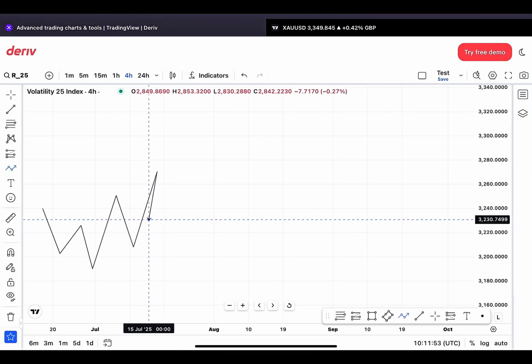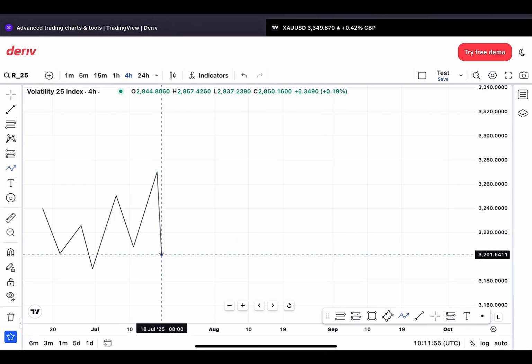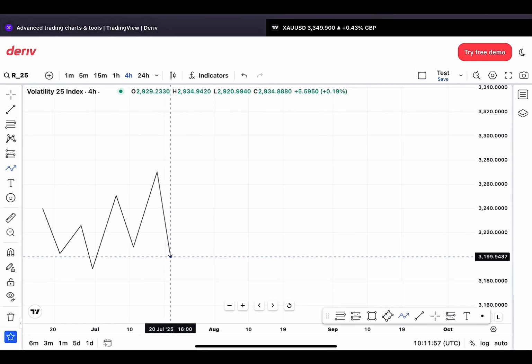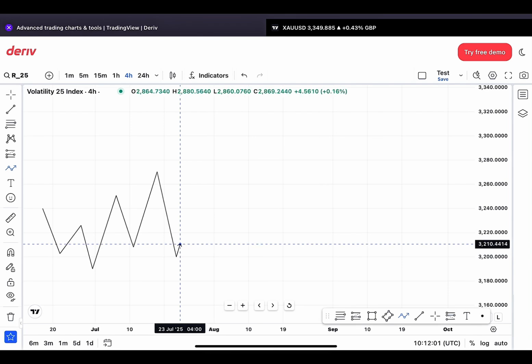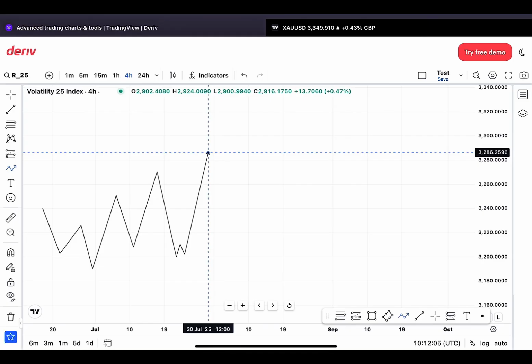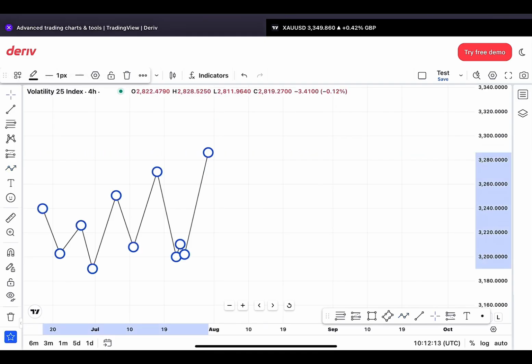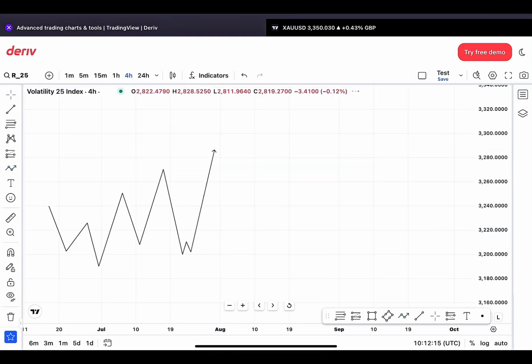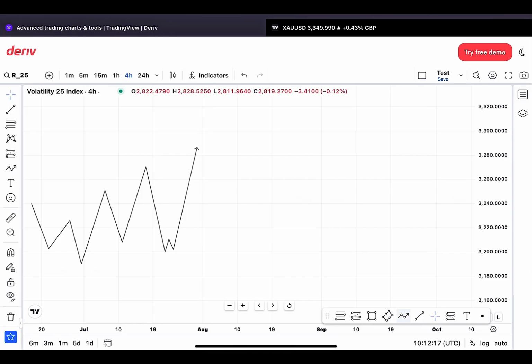So unfortunately, the market returns down to this area and quickly shoots up. This is what we call the type 1 liquidity sweep in my liquidity sweep strategy. So here is the type 2.